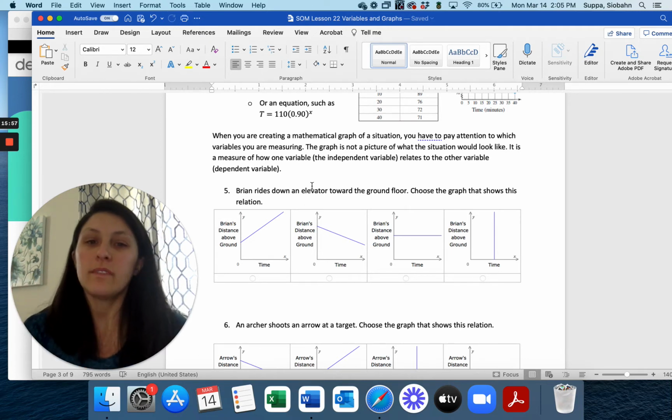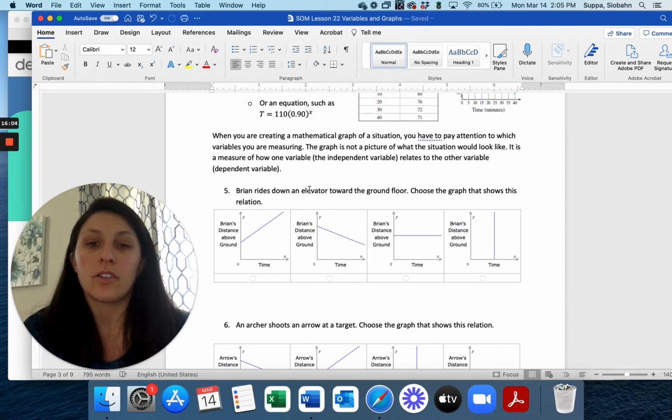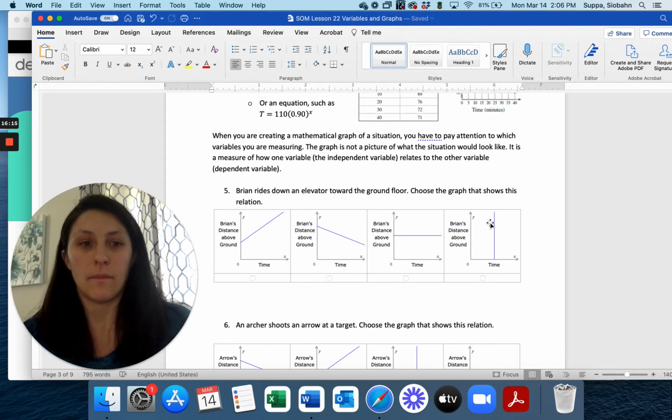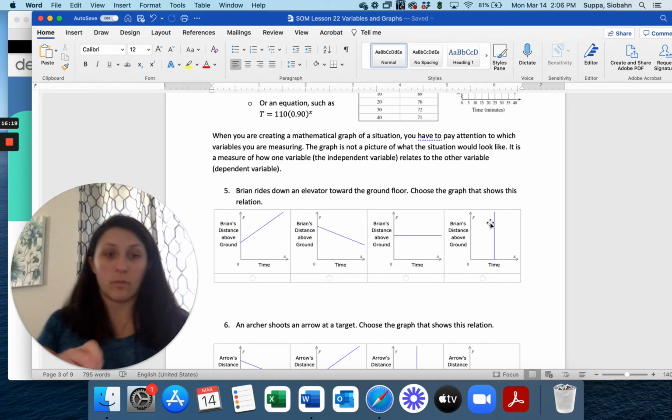Okay, so Brian rides down this elevator, and he's going down towards the ground floor. The correct answer here is not this last graph. And that's what I mean when I say it's not a picture or a video of what the situation would look like. So if you were to think about it, I'm going to make my camera bigger and draw a picture up on the whiteboard here.